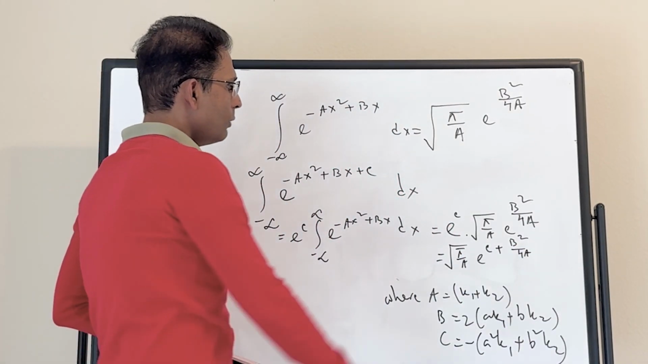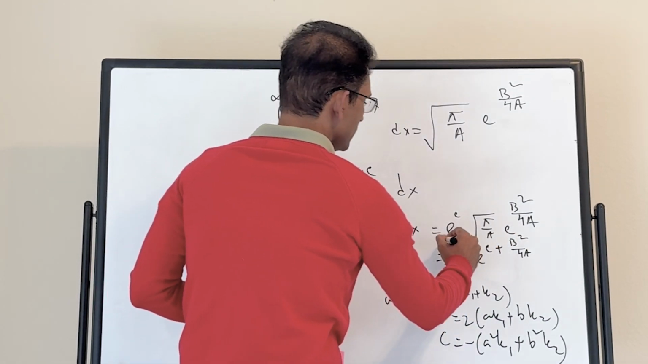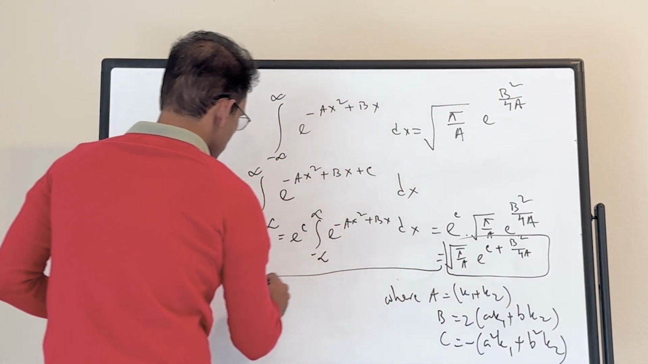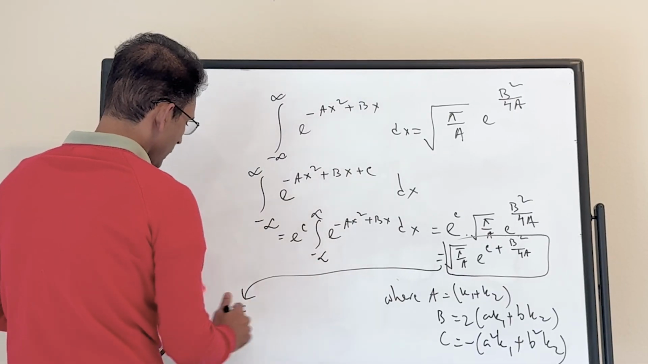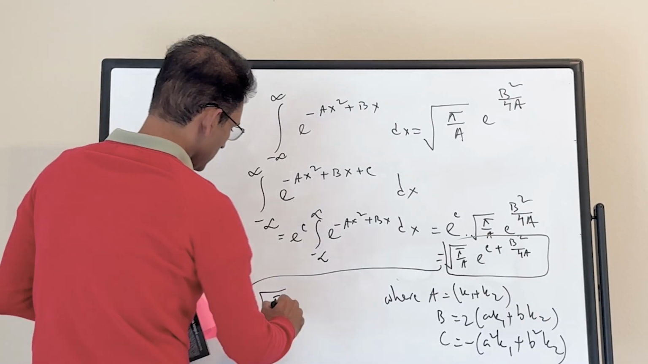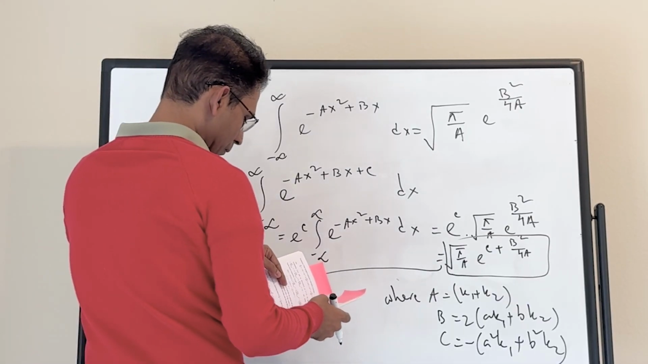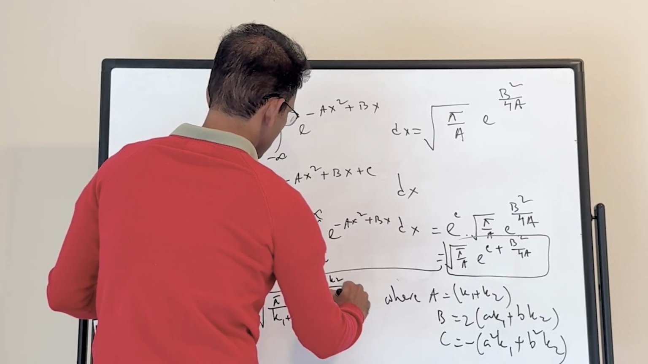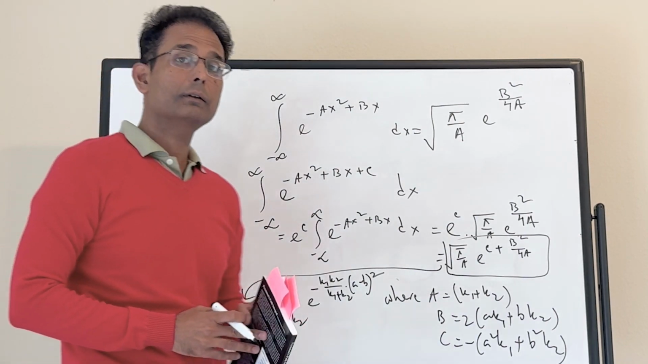Okay. And now if you use this expression for c and these expressions for b and a, you get this final expression, let me write it down here, which is square root of pi divided by k1 plus k2, and then e to the power minus k1 k2 divided by k1 plus k2, times a minus b squared, right? Which is what we had set out to prove.